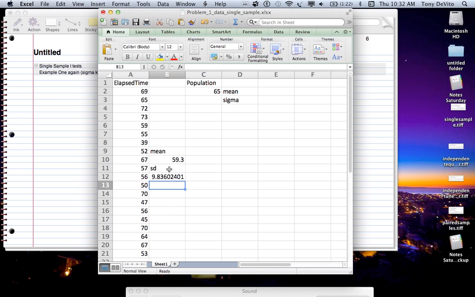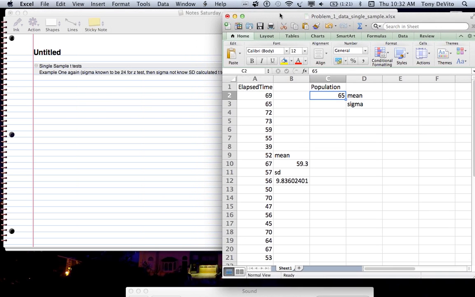So now I want to compare this mean of 59.3, which is from a sample, so I don't really know what the population is, to a known population value of 65, single sample t-test. So I'm going to go over here and do this on my paper now. And I'm going to cheat.